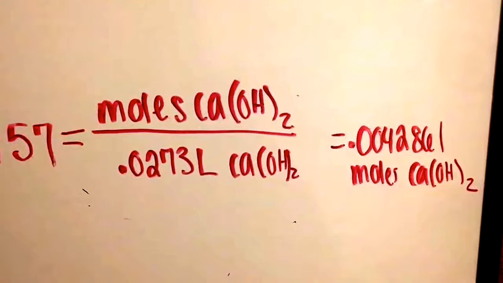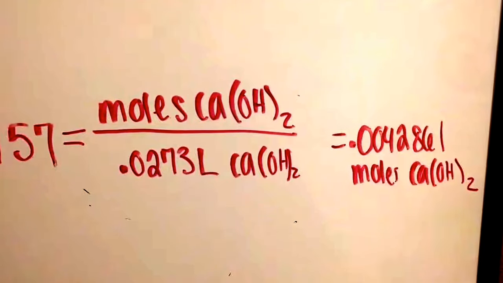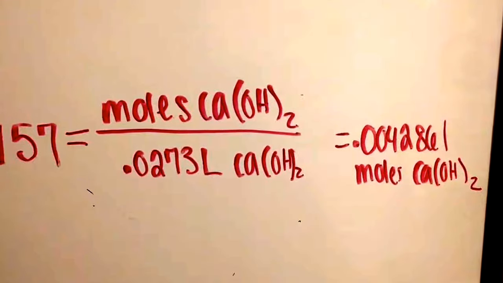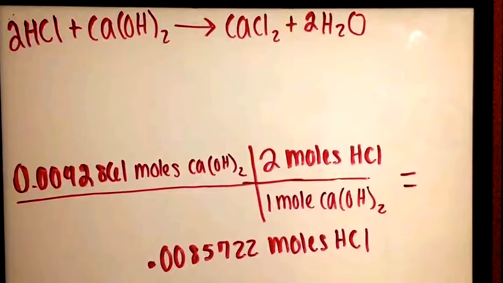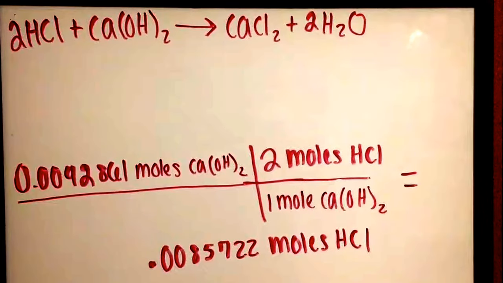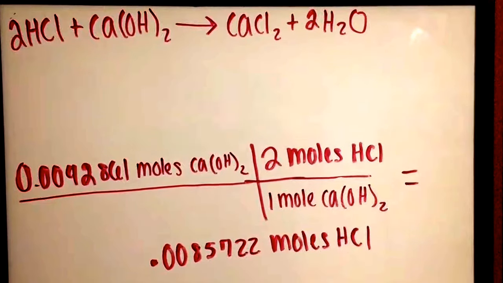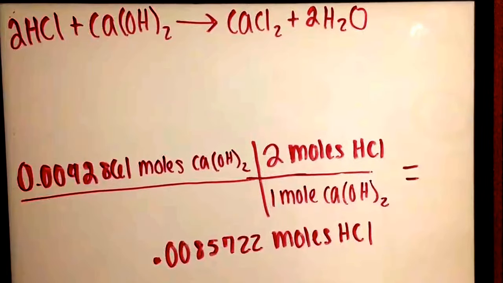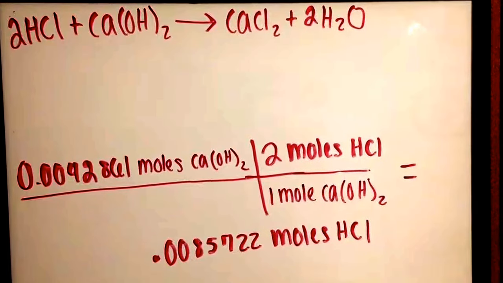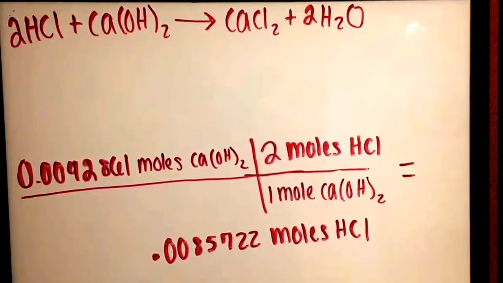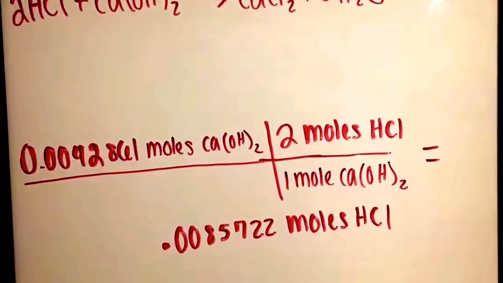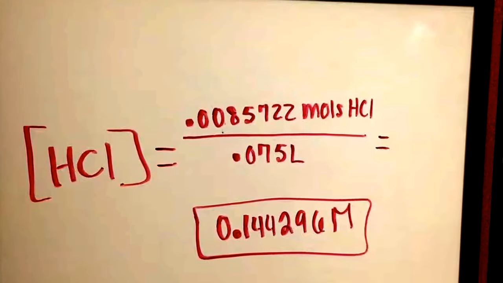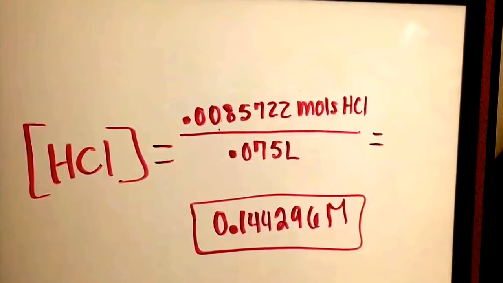When we solve for moles, we get 0.004281 moles of CaOH2. After we found the moles of CaOH2, we can now find the moles of HCl using a mole-to-mole ratio by looking at the chemical equation. In this case, we are converting 1 mole of CaOH2 to 2 moles of HCl, and we end up with 0.0085722 moles of HCl.